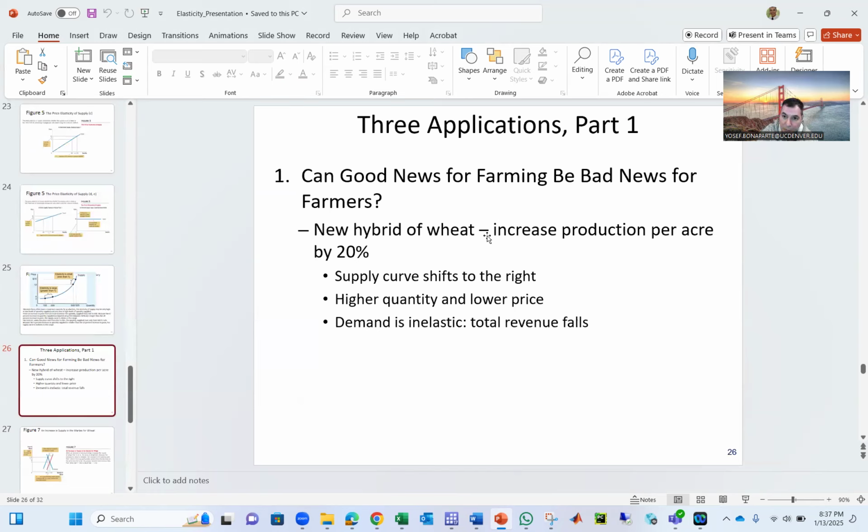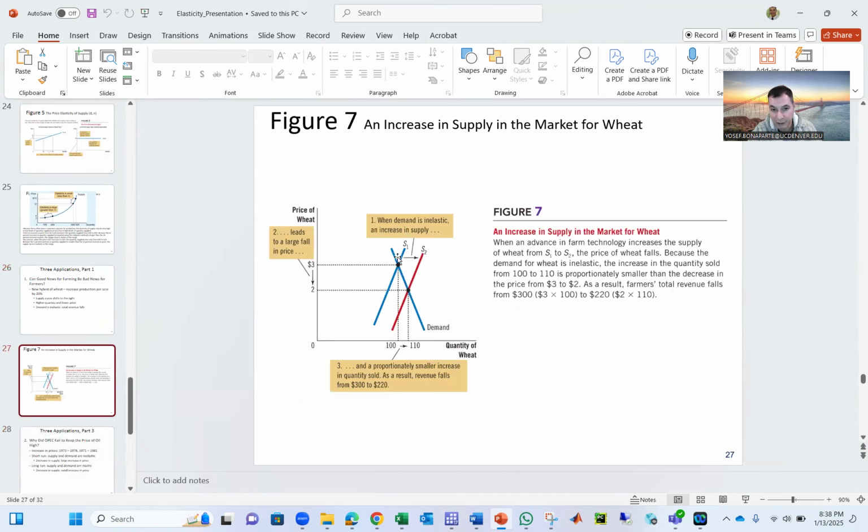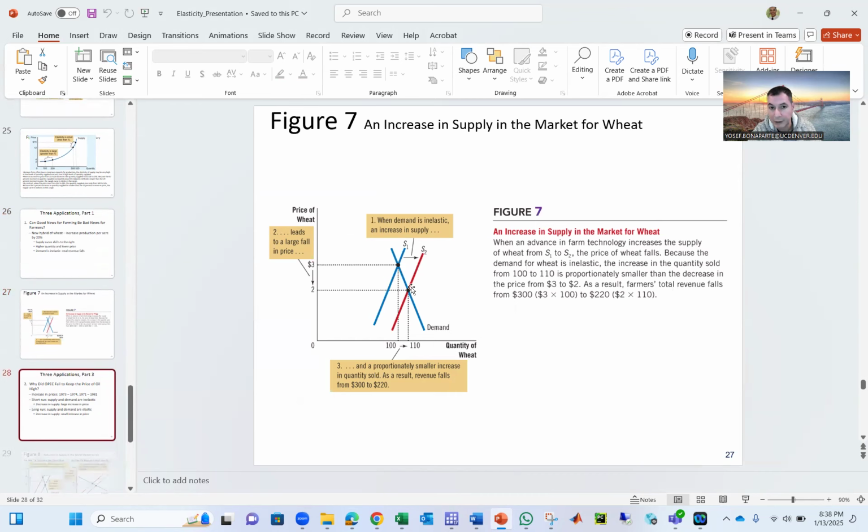Can good news for farming be bad news? When the weather is good and you have a lot of crops and a lot of raining and you have a lot of crops, you think it's a good season. No. When you have a lot of tomato in the market, you put it in the market, the price of tomato going down, then you have less revenue. So in this case, if the harvest was good, you're going from S1 to S2. So yeah, you sell more, but the price is much less and the revenue will be less.